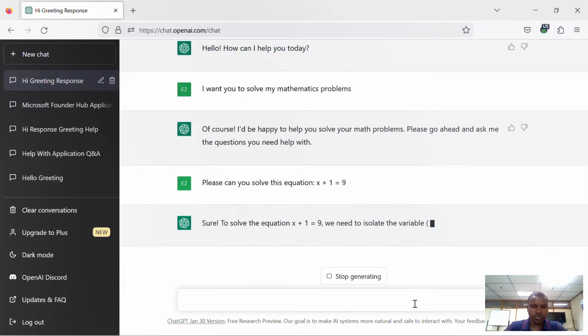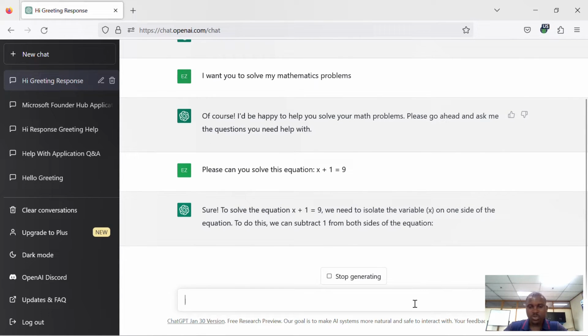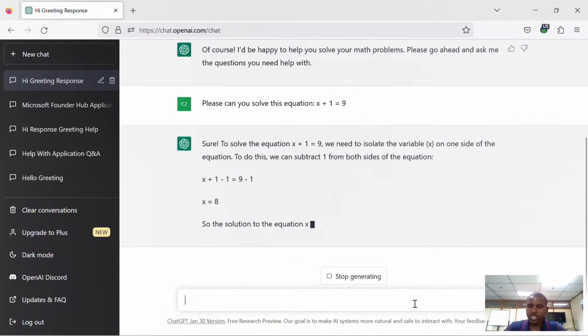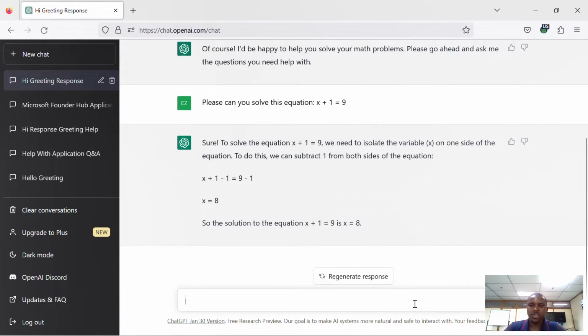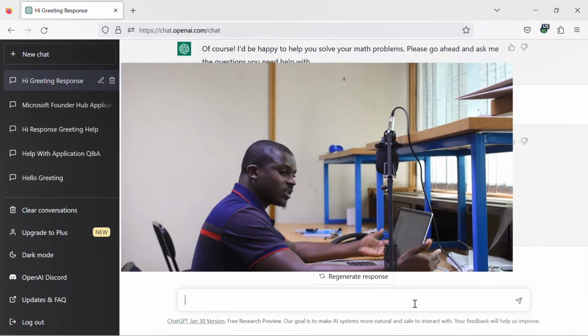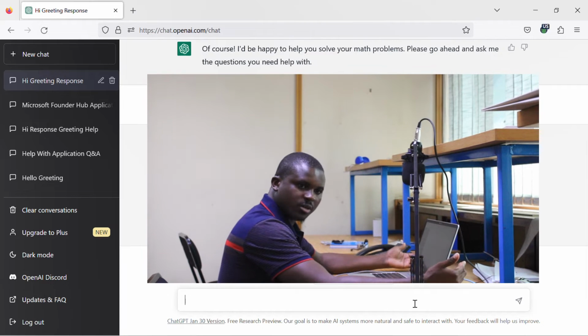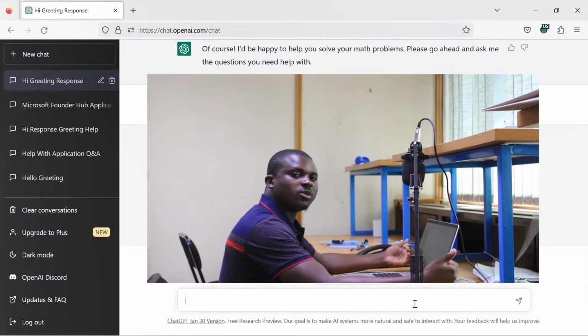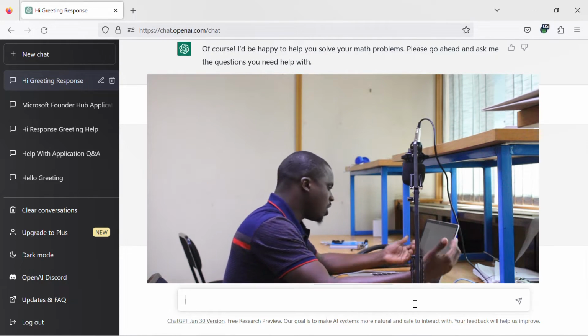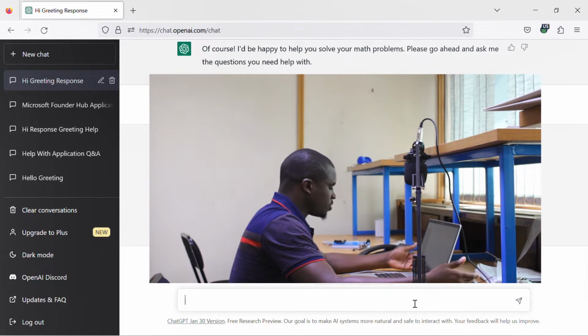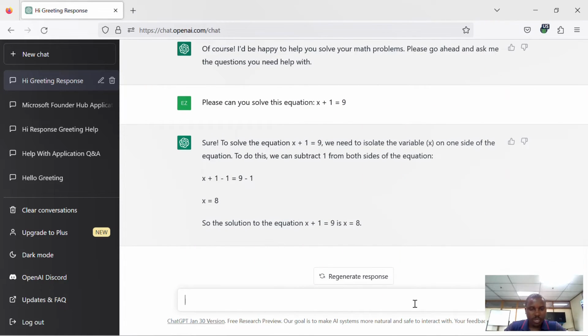So sure, to solve the equation x plus 1 is equal to 9, we need to isolate the variable x on one side of the equation. To do this, we can subtract 1 from both sides of the equation. So it will actually explain to you the solution. Okay, it will give you the solution and also give you the explanation of how you can go about this. So x plus 1, you can subtract 1 from both sides and you're left with x is equal to what?